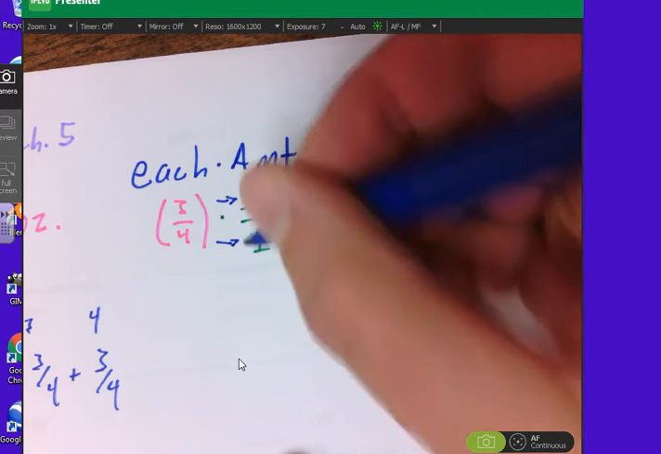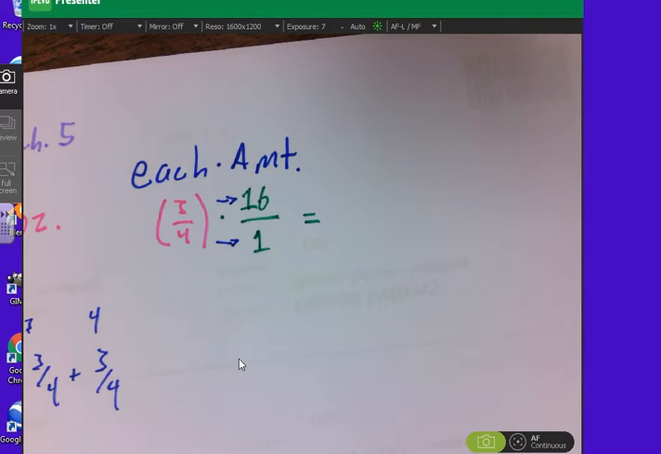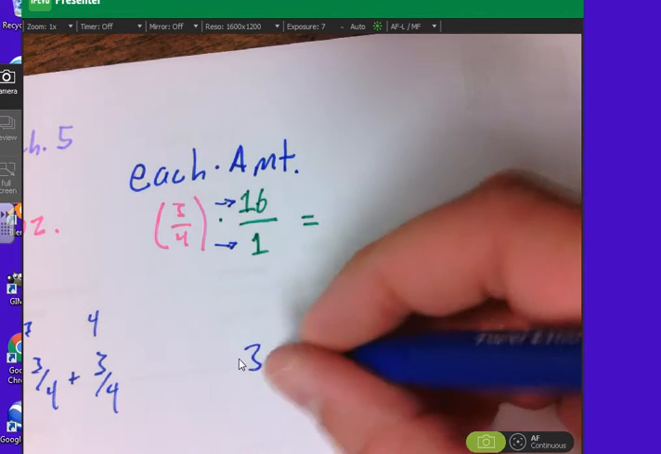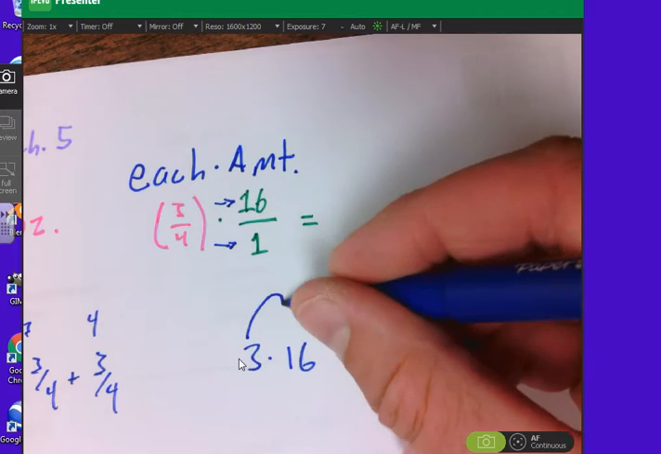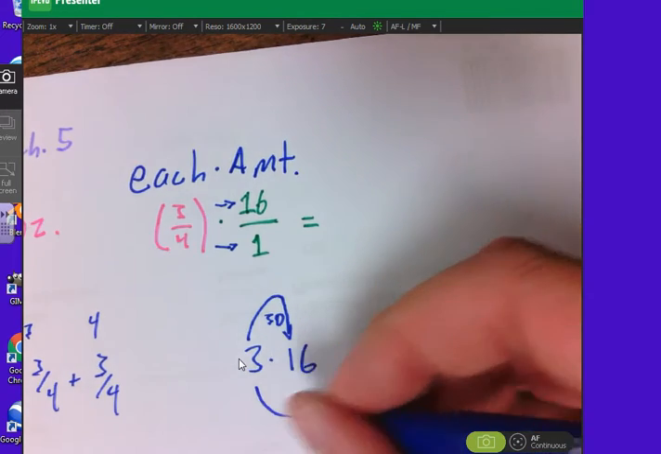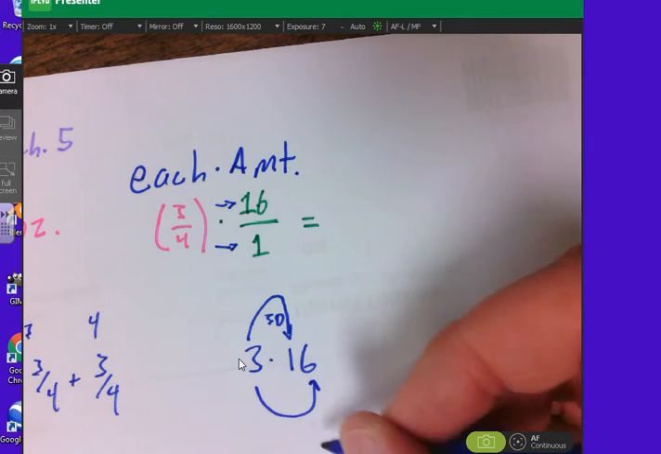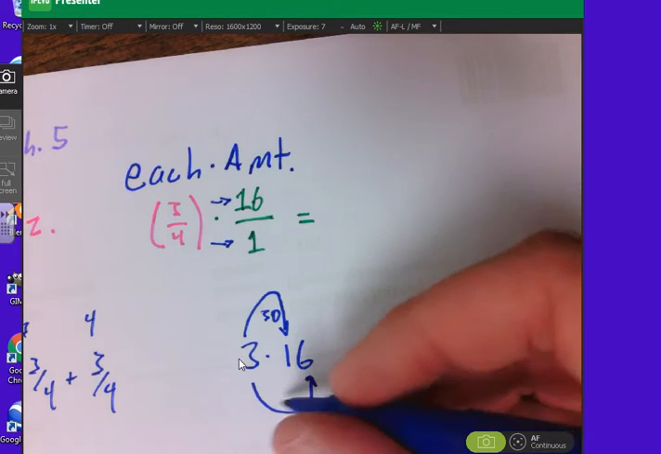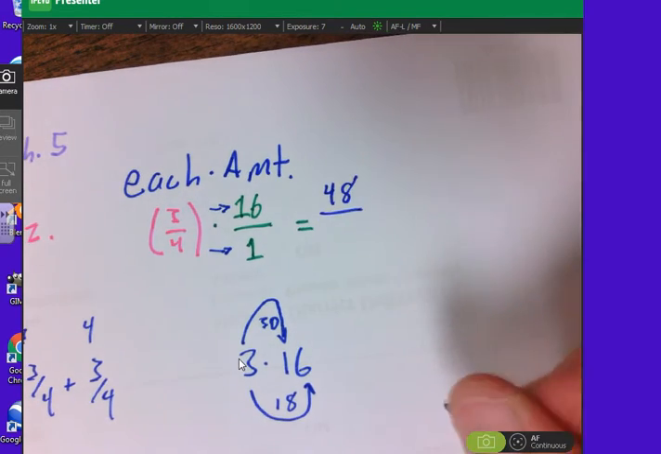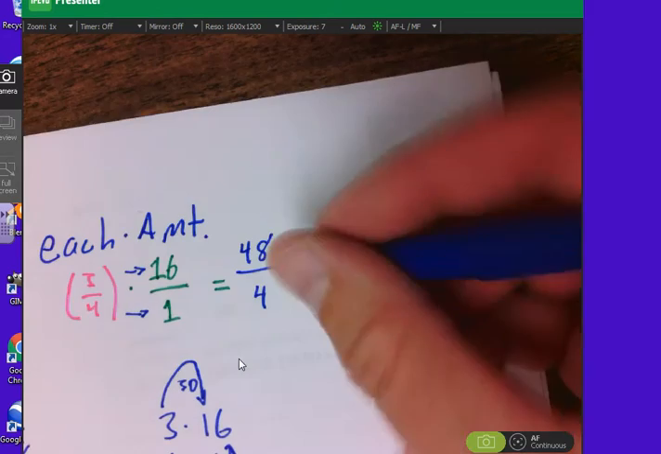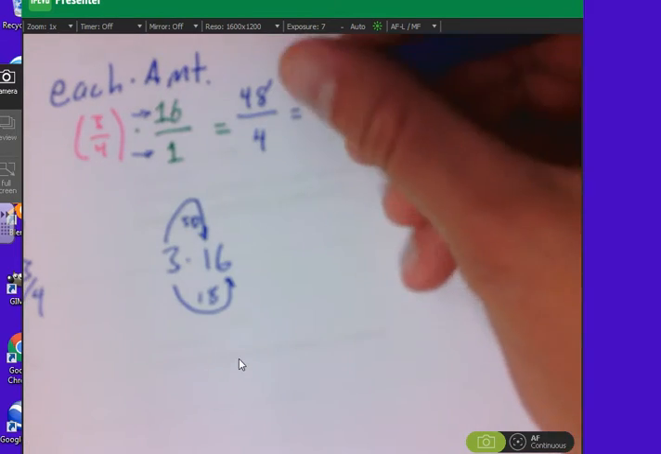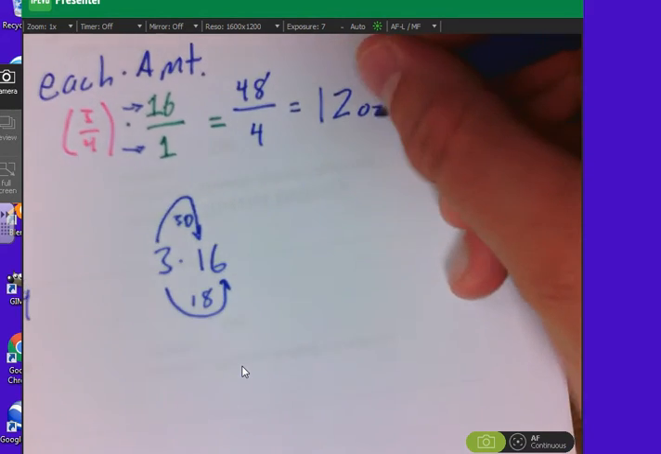Now we could cross-reduce here if we wanted, but we don't have to, so I'm not going to worry about that right now. To do 3 times 16, break it up and make it easy. What's 3 times 10? 30. What's 3 times 6? 18. So then we get 48 on the top, 4 on the bottom, and how many times can 4 go into 48? We get 12 ounces.